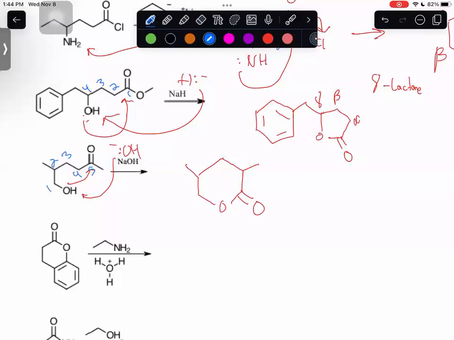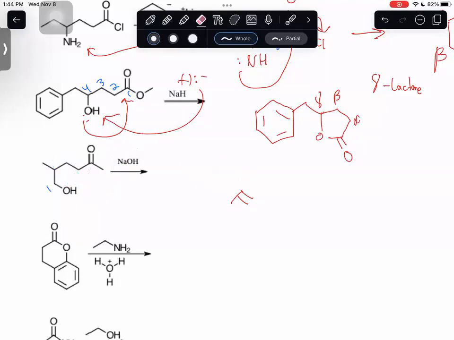Oh, is this a no reaction? That one's no reaction just because of that. Right, the other ones had a leaving group. Exactly.